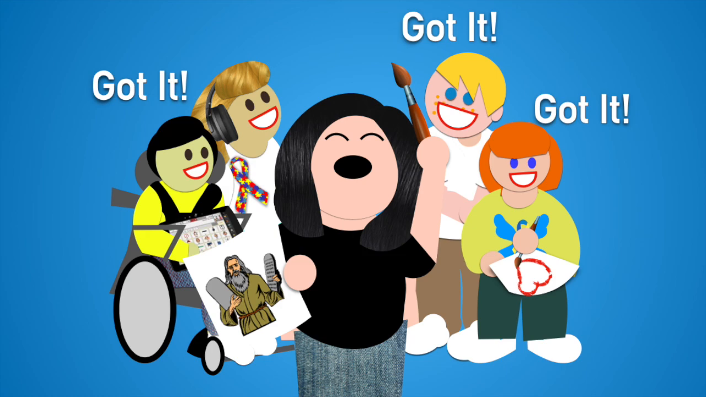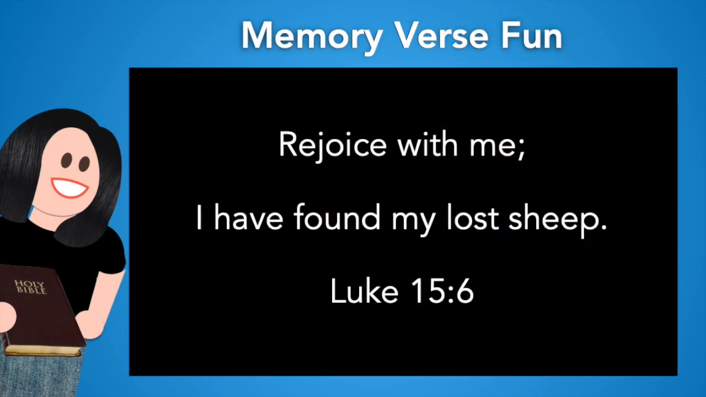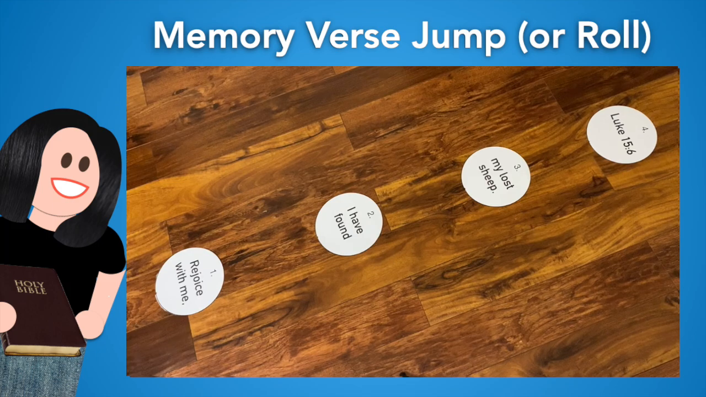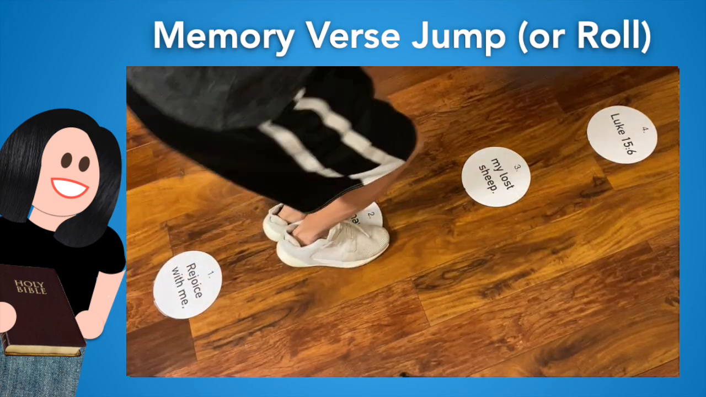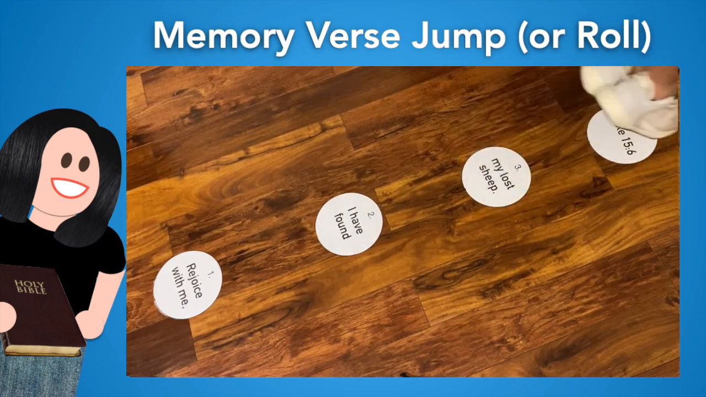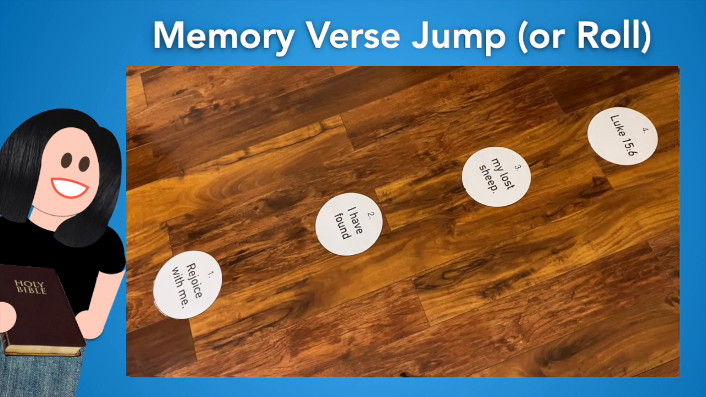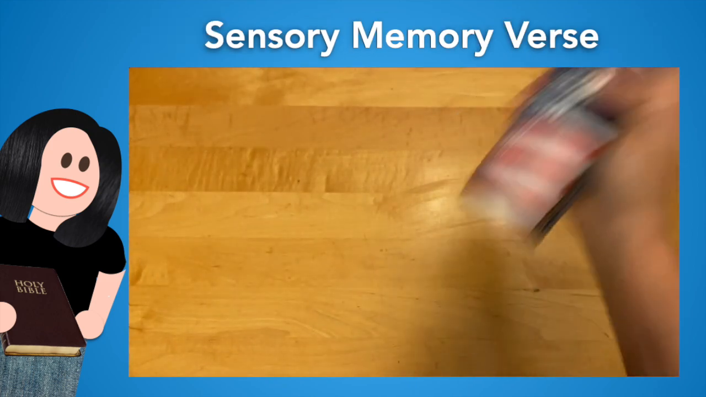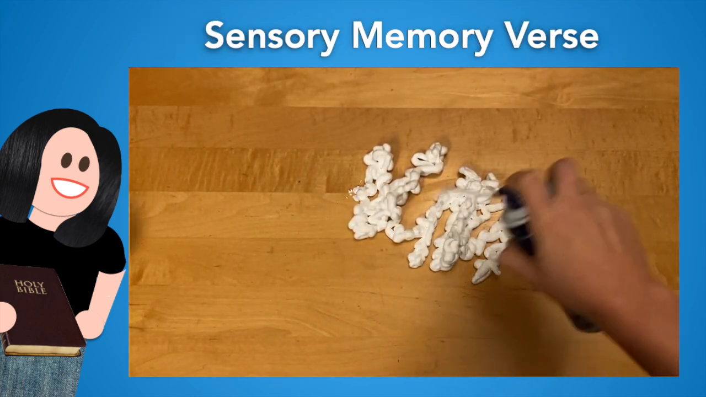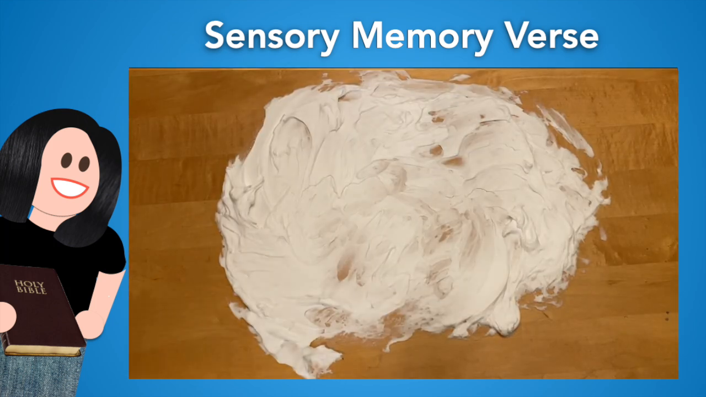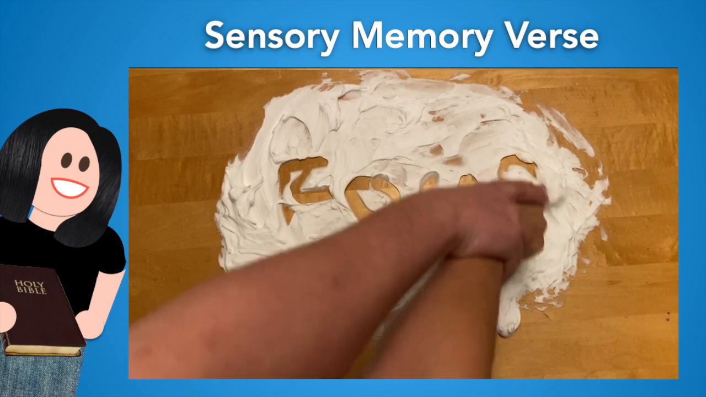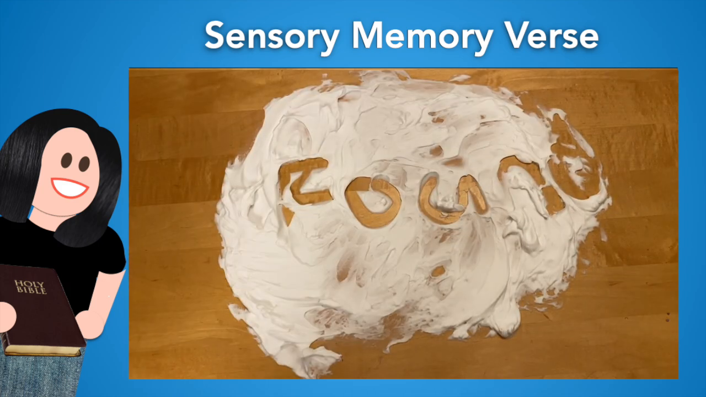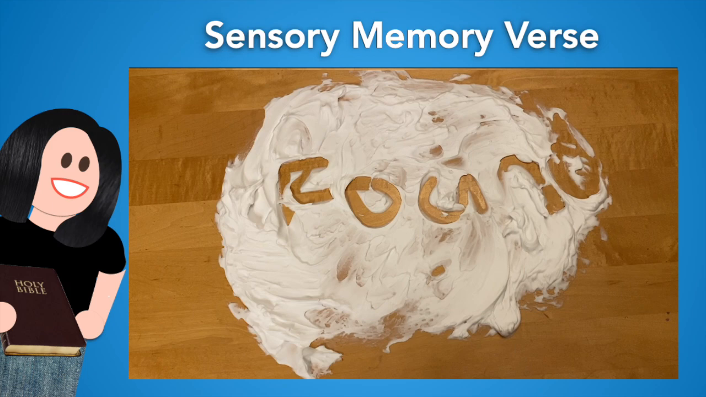Let's look at a few fun options for the memory verse. Here's the memory verse jump. You break up the verses into short phrases, then have the kids jump or roll from circle to circle as you say the verse together. Or you want to have some sensory fun? Try shaving cream. Have a student write a word while you read the verse. Incorporating hands-on experiences helps promote learning. And hand-over-hand techniques work well for students who need extra support.